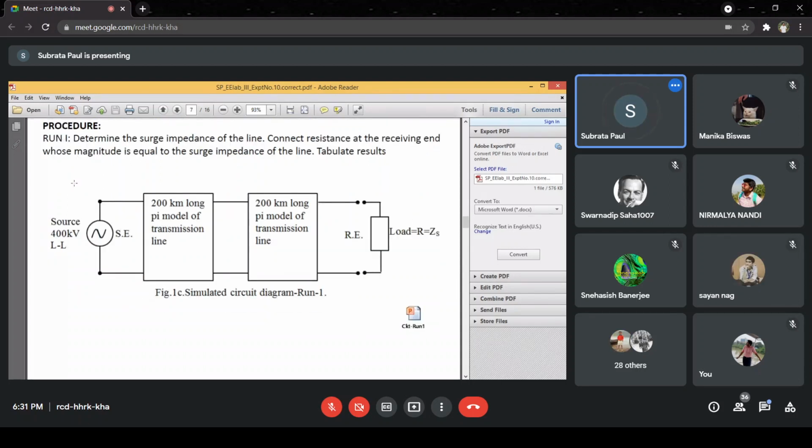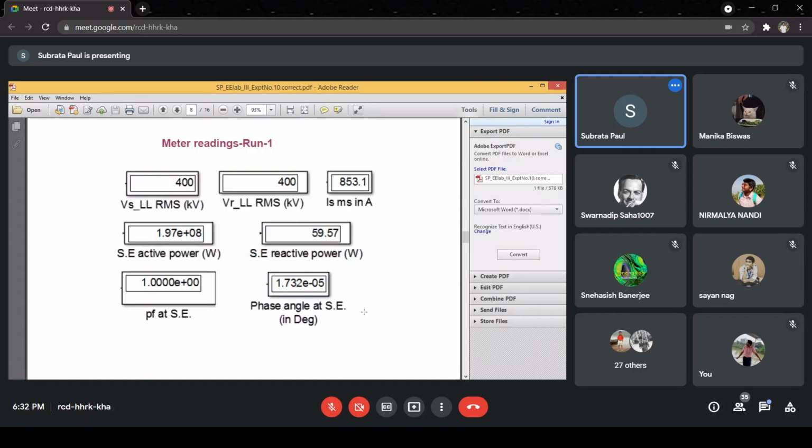For run 1, this is the simulation of the line, and the load connected is a resistance equal to ZS. That means it is loaded by its SIL, with a resistance at the receiving end whose magnitude is equal to the surge impedance of the line. This is done, and from the Simulink model, the meter readings have been obtained in this way.